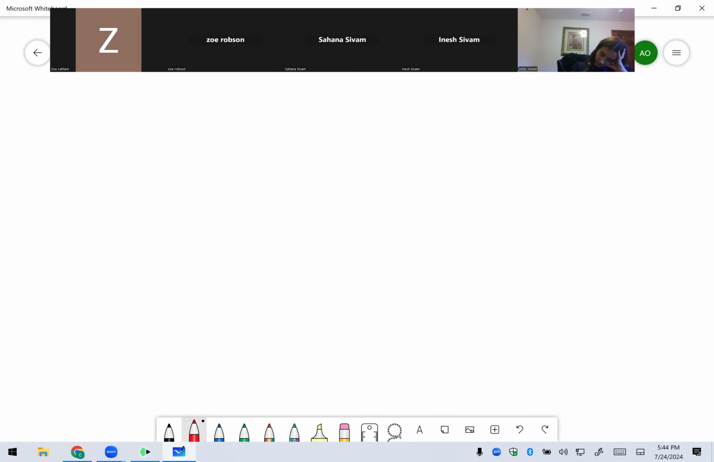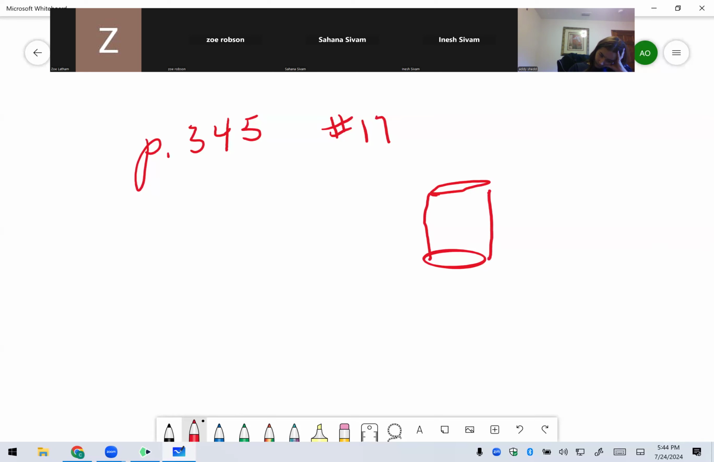So the next one would be, yeah, let's do the next page since you're right there. 345. Now we're going to be doing solid geometry next week, but we have a cylinder. Okay, and it has a diameter of 8 inches and a height of 12.